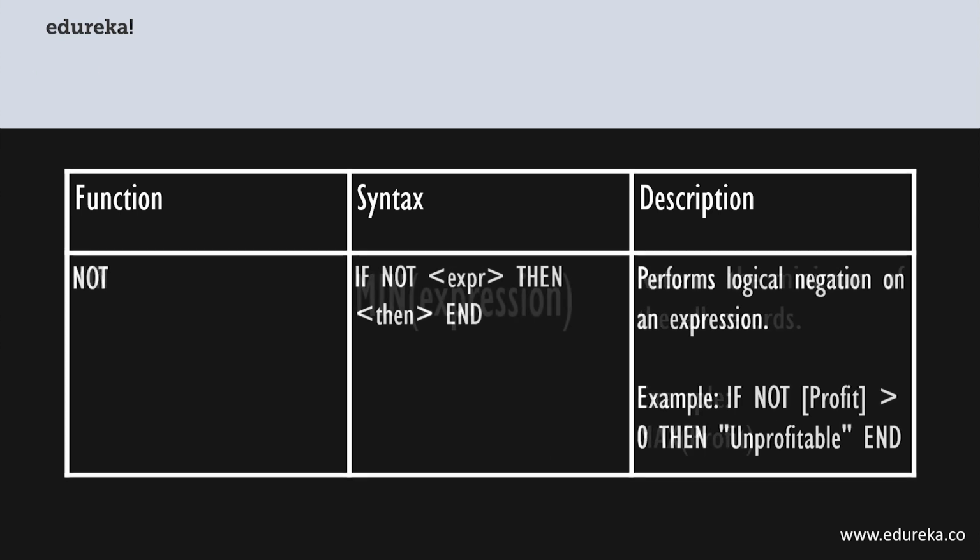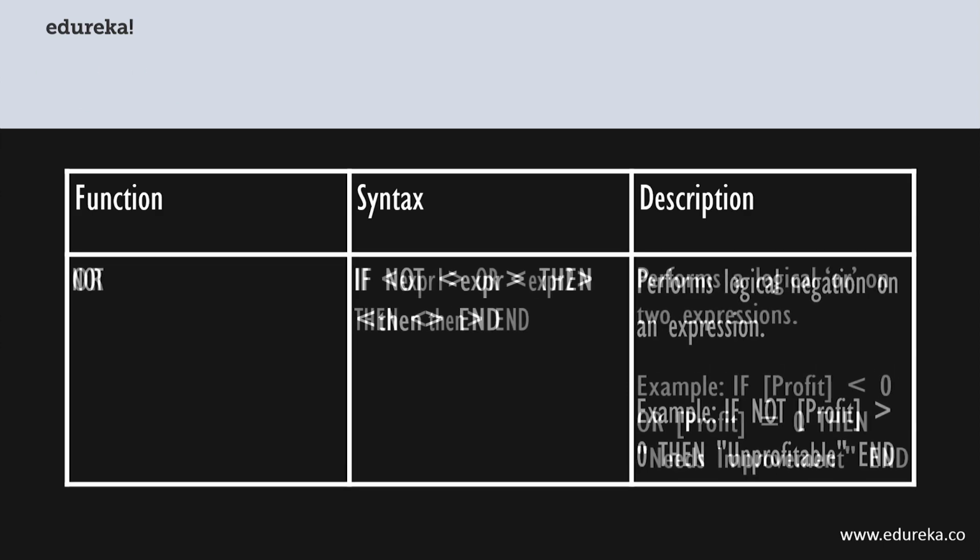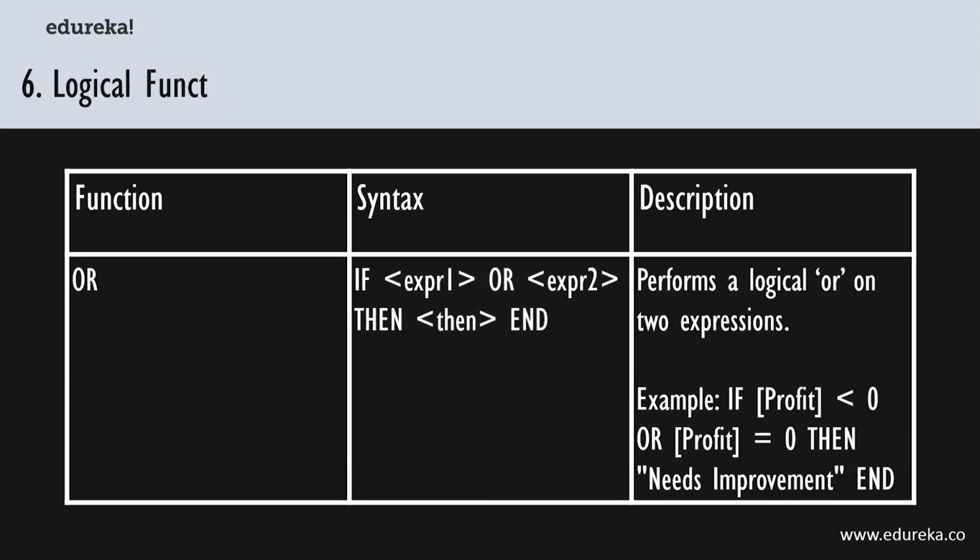Then you have the logical not, which performs logical negation on an expression. So basically, if the field you have put in does not fulfill the condition, then it gives you the corresponding result. Then you have the logical or, which basically means that if you have put in 2 conditions, either of them has to be true, then it will give you a result.